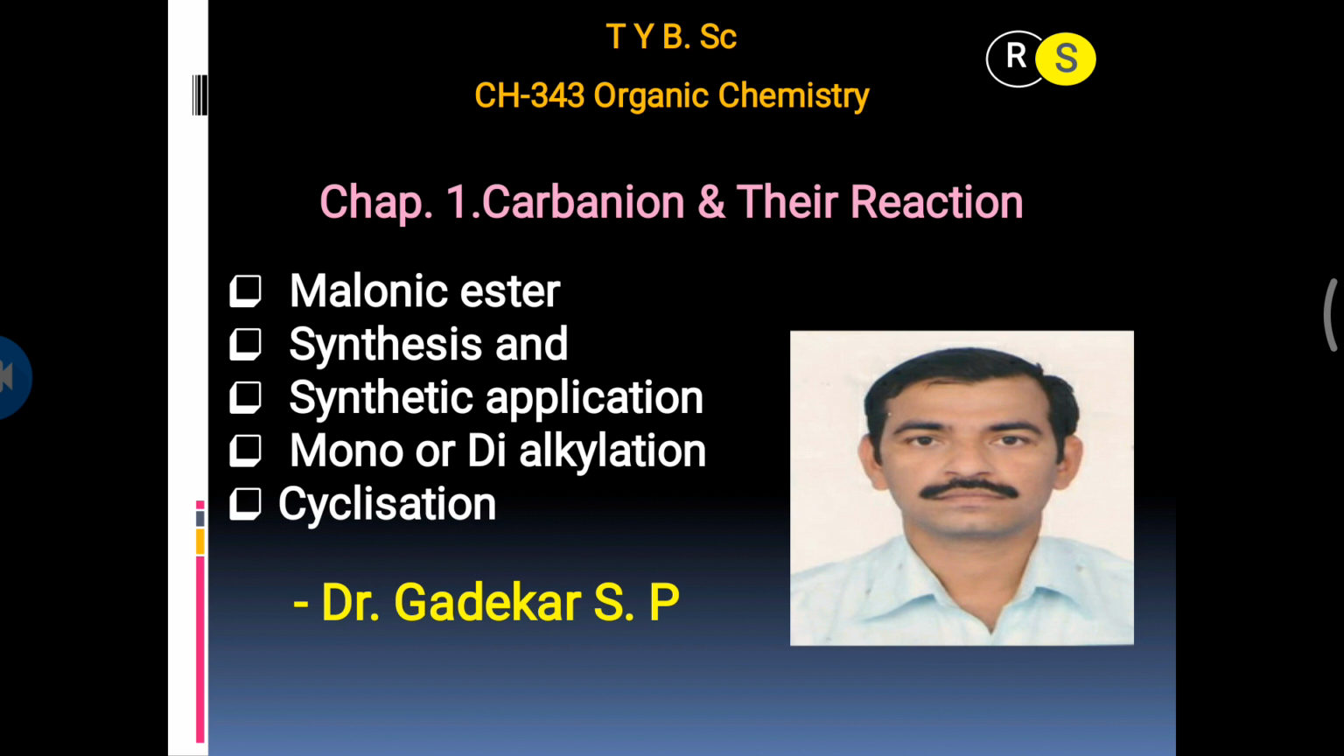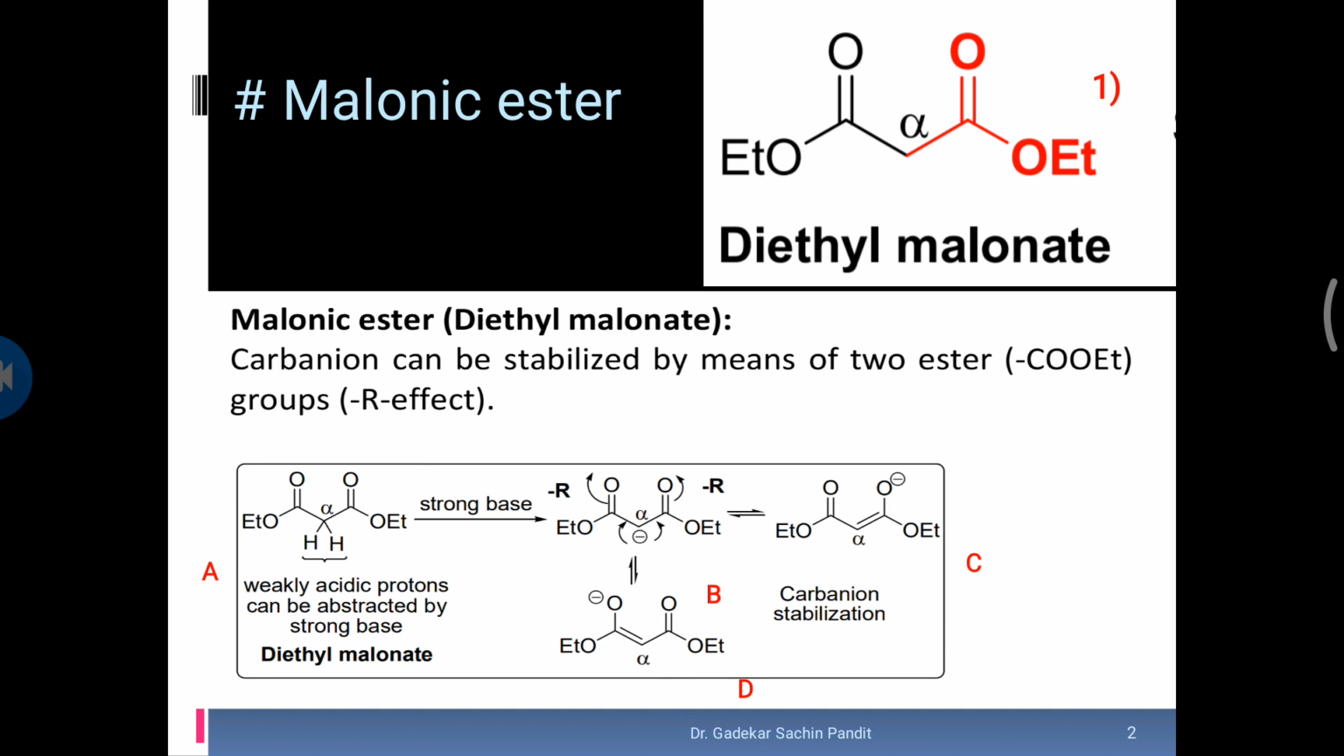So today we discuss the synthesis of malonic ester and its synthetic application in monoalkylation, dialkylation as well as cyclization. First, what is malonic ester? This is the first structure: diethyl malonate.